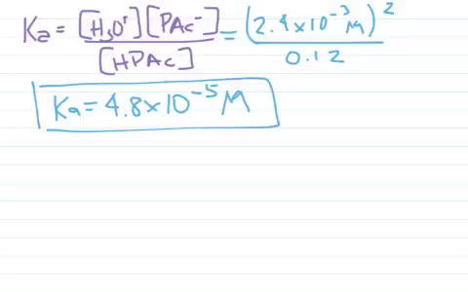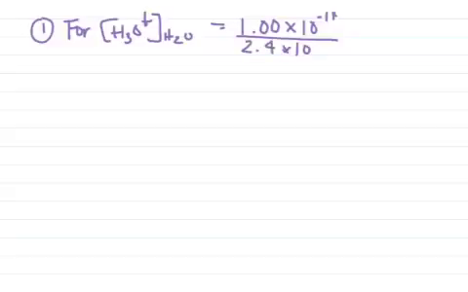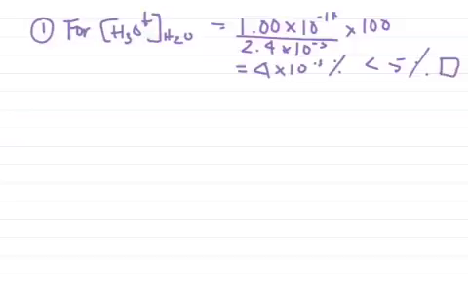So now I'm going to check for the assumptions. And what we do is the 5% assumption to make sure it's justified. So first, we're going to find for the hydronium of actual water, we're going to take what we know of water, which is 1.00 times 10 to the minus 14th, all over what we actually used, which was 2.4 times 10 to the minus 3. And we're going to times that by 100, and we get a number that's 4 times 10 to the minus third percent. This is definitely less than 5%, so it is valid.